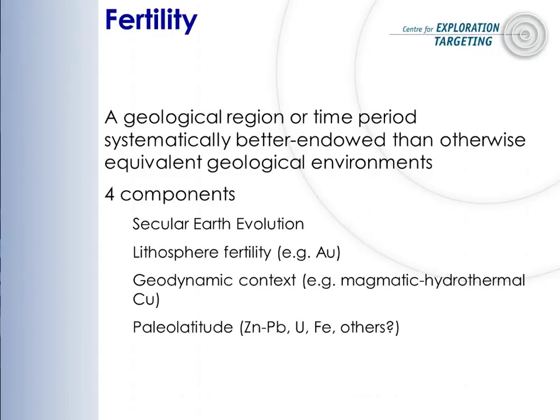Geodynamic context, for example, magmatic copper, porphyry copper. And in many cases, paleolatitude, certainly in lead zinc, and now more work coming out that it's probably in uranium, and we think it's in iron systems, the upgraded BIF systems as well, to high-grade iron ore. So you have to have those basinal brines, you have to be in the evaporite belts, the brine factories of the earth.